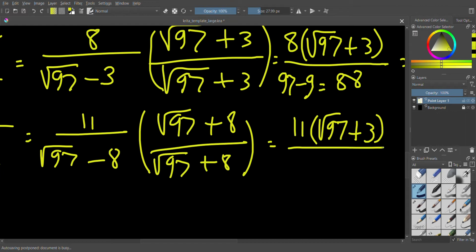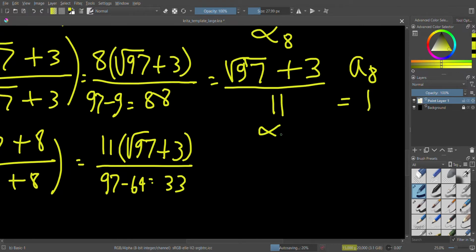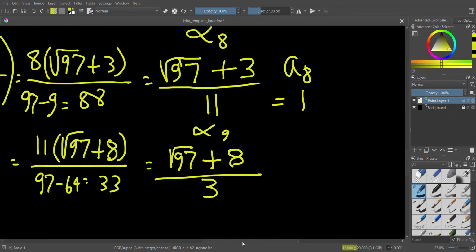Is 97 minus 64, which is 33. I think we got a 3 in the denominator out of this. Let's check where we are. We're in alpha 9. And this is square root of 97 plus 3 divided by 3, right? Are we at 3 and 3? This is alpha 9. No, 8, 8, 8, 8. This is an 8. This is an 8. See, it was not a 3. I made a mistake there. Have to be so careful with all these numbers.